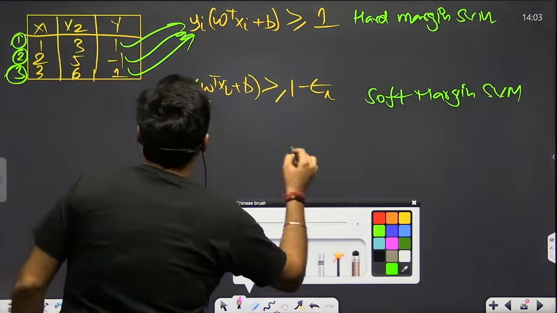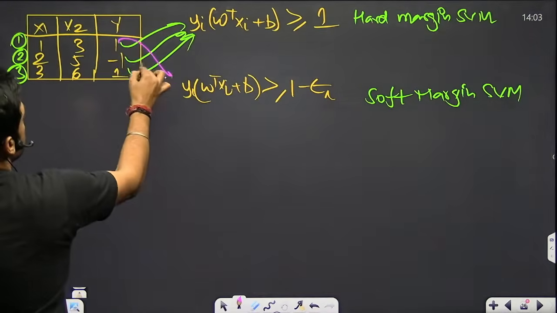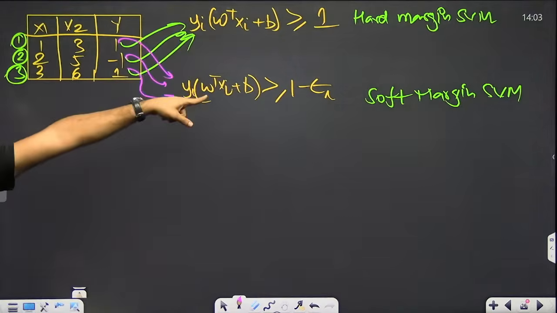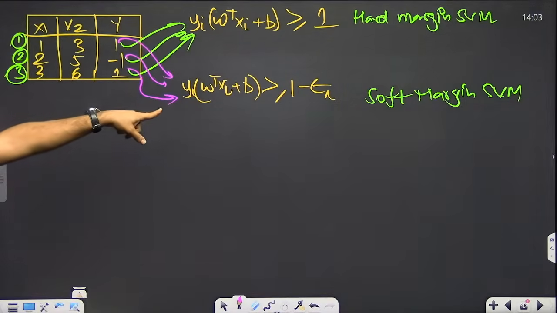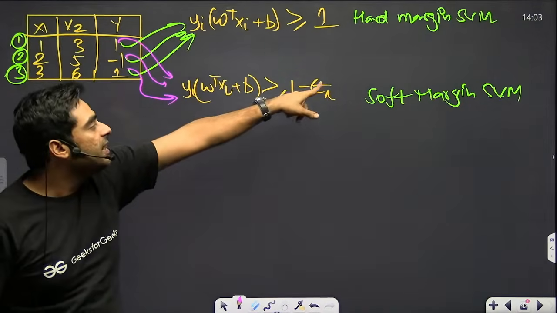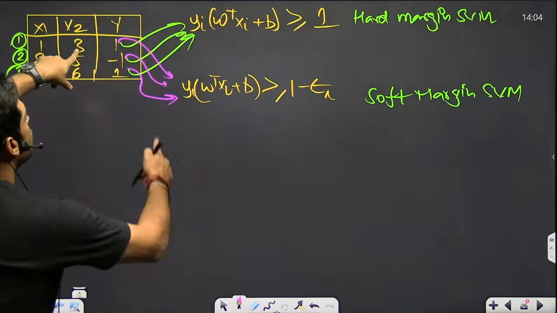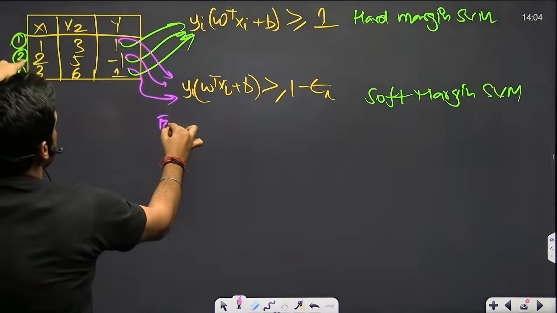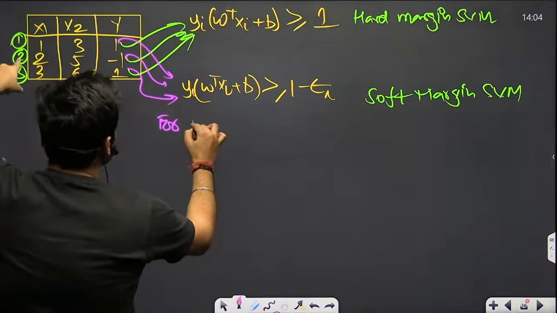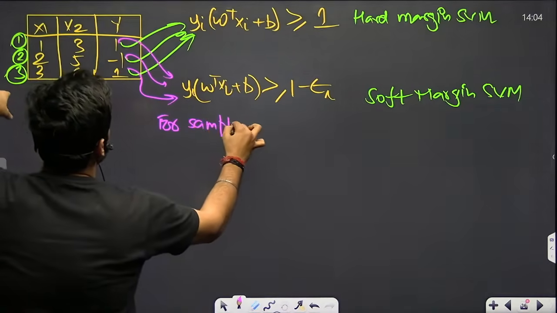Okay, so if you put all these points here, this condition may be violated. So what did soft margin support vector machine do? If you put 0.1, it would be added with its slack variable for 0.1. I'll just write this for sample 1.